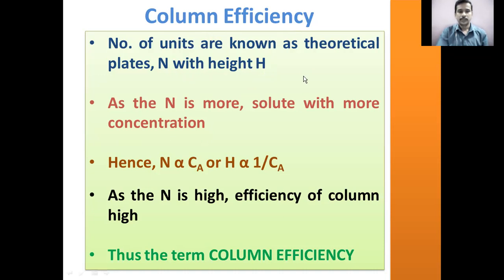So as the number of theoretical plates in the individual band for any solute is more, then it is assumed that the concentration will be more. If there is more concentration of the solute moving through the chromatographic column, all the plates are segregated in a band, and the number of plates will be very high if the concentration is high. Therefore, the number of theoretical plates for any solute is directly proportional to the concentration of the analyte.